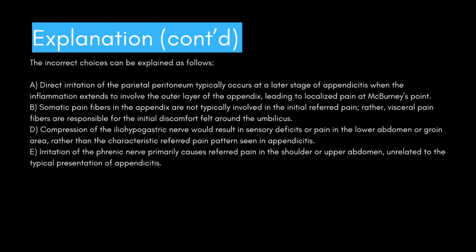Compression of the iliohypogastric nerve would result in sensory deficits or pain in the lower abdomen or groin area, rather than the characteristic referred pain pattern seen in appendicitis. Irritation of the phrenic nerve primarily causes referred pain in the shoulder or upper abdomen, unrelated to the typical presentation of appendicitis.